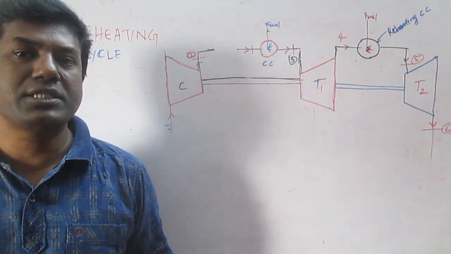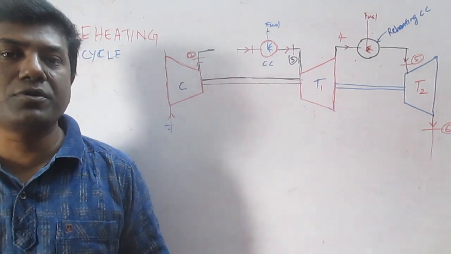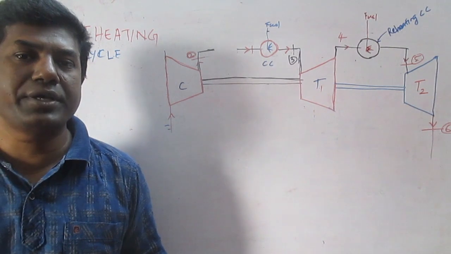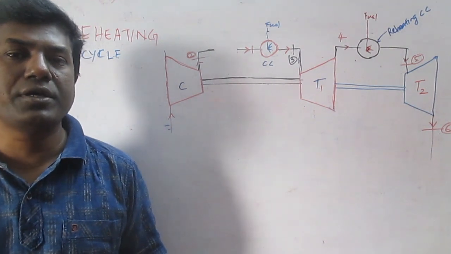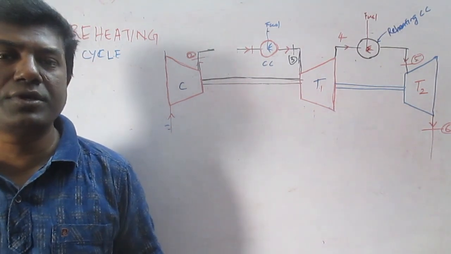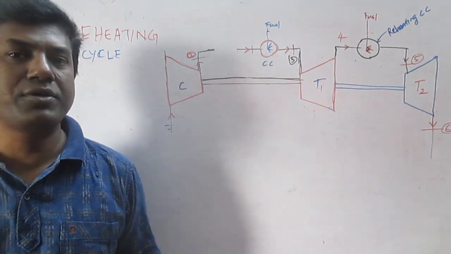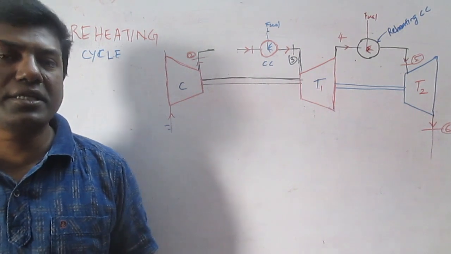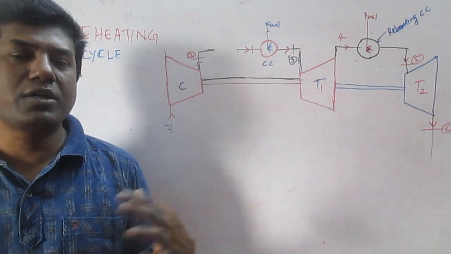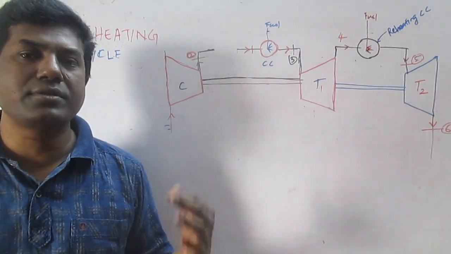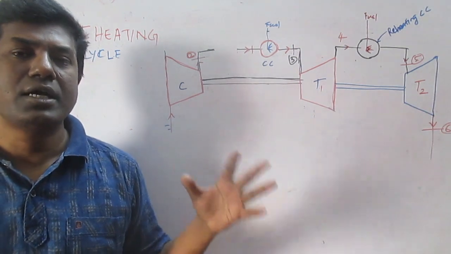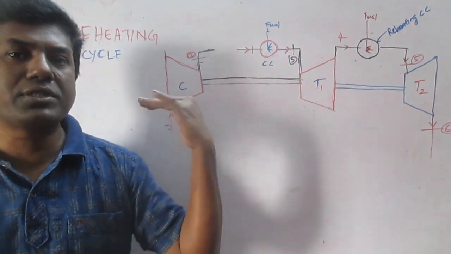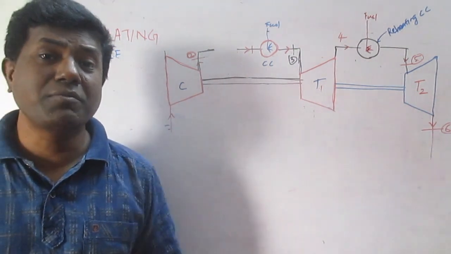That modification is going to help us improve the work, specifically the specific work output. That is what we are going to discuss. This modification is nothing but taking the turbine outlet. Whatever we have done for the heat exchange cycle, the same thing here also: the turbine outlet we take, and again send it through another combustion chamber.